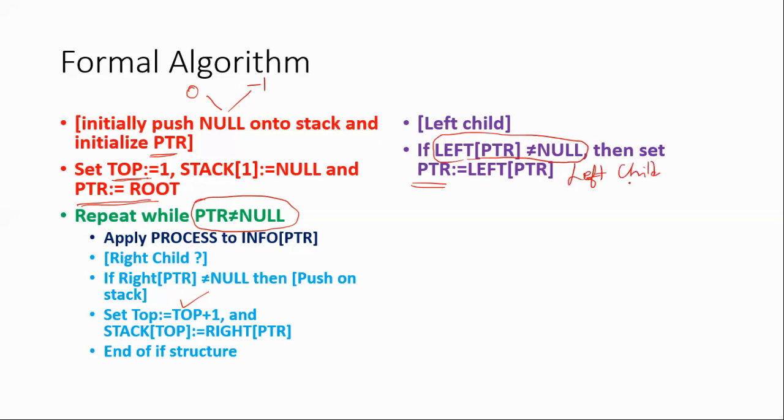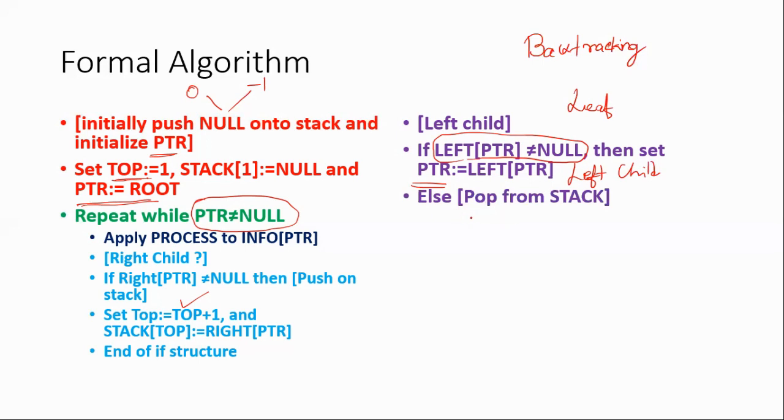Okay, and the next one is what? After doing this, if there is no left child, that means we are encountering a leaf node or terminating node. So when we encounter a leaf node or a terminating node, then what do we do? We do the backtracking. Backtracking is one of the important words that we will be using throughout our discussion on traversing. So else, pop from stack.